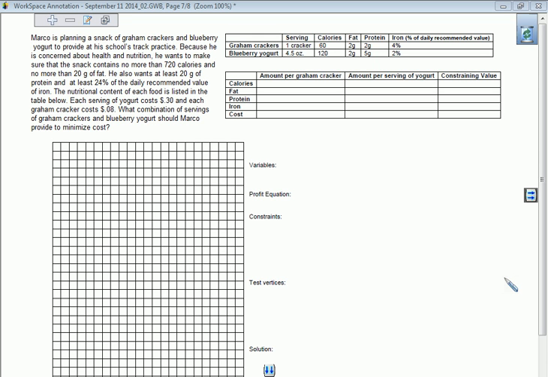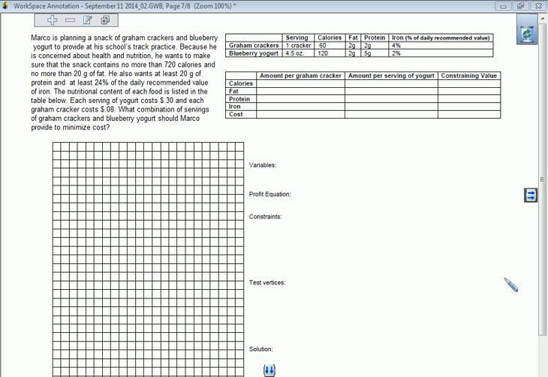So our objective has changed. Yesterday, our objective was to maximize profit. Today, our objective is to minimize cost. So when we plug in our test vertices, today we're going with the one that has the lowest cost. Does that make sense? Yes.